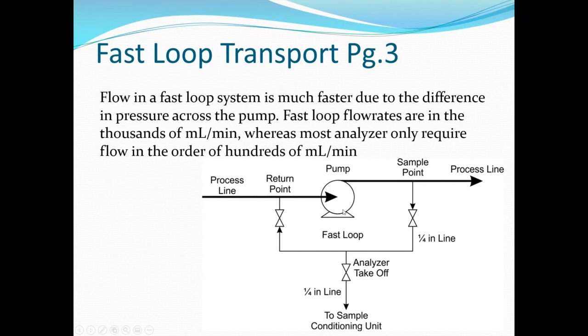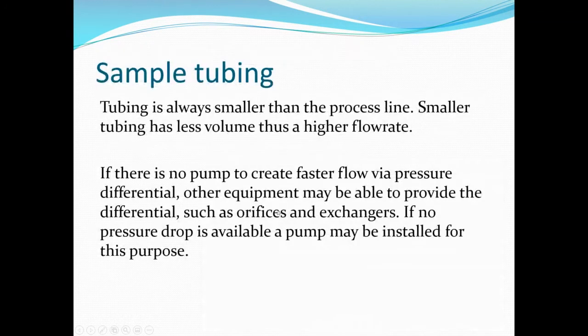Remember, we put a restriction in here. It's going to create a high pressure area here, a low pressure area here, and it's that differential that generates the flow in this loop. So there are other mechanical things that we can put in there to make this happen, such as orifices, exchangers, valves, other things. If no pressure drop is available, a pump may also be installed for this purpose.